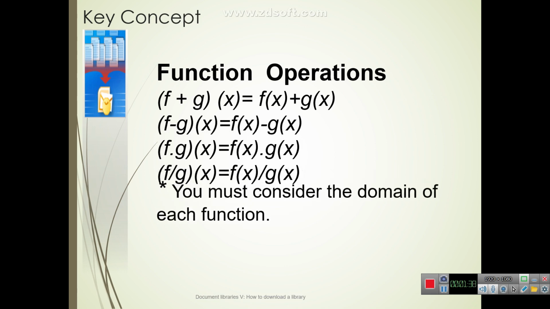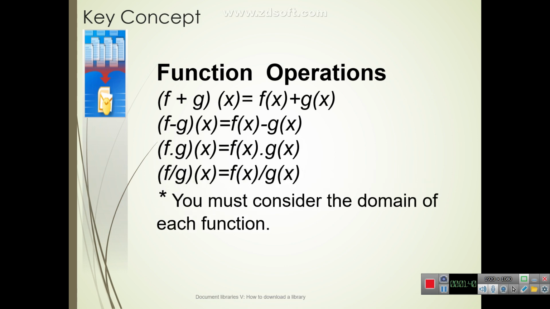One important thing that you should consider regarding the operation of functions is whenever you try to find the domain. The domain of the sum or difference or product or quotient of the functions will be the x values that define each of the functions. That means, in other words, whenever you perform different operations, their domain will be the common values of x for each of the functions. We will see this one in examples.